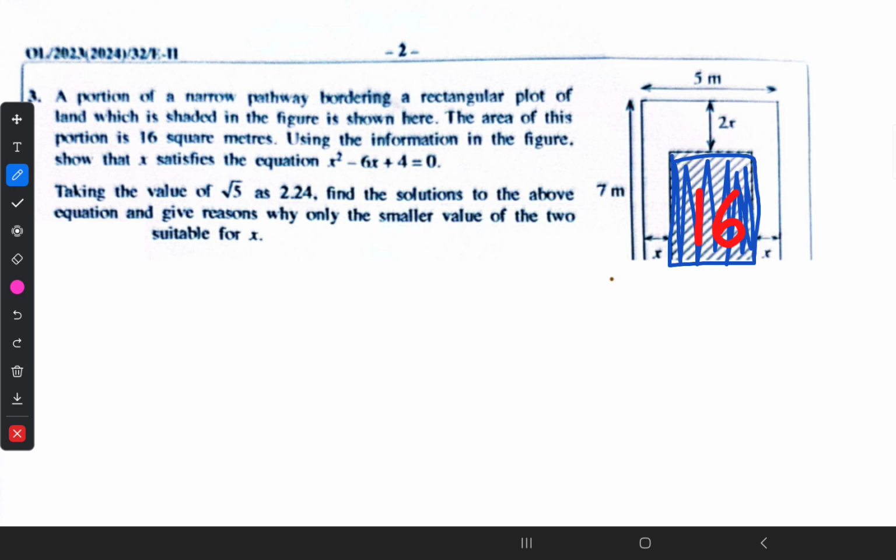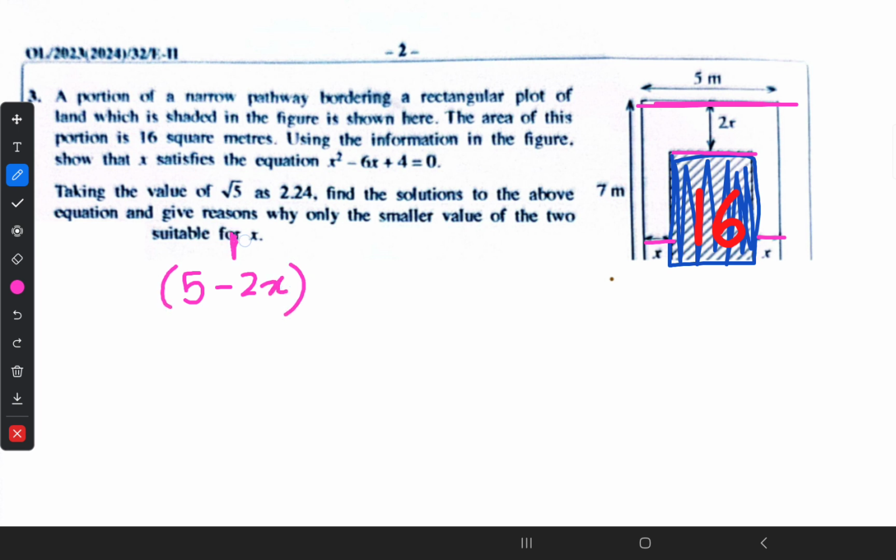The total was 5 meters. So this is a rectangle. To find the area of a rectangle we need length times breadth. Sorry, this is the width. The width would be: totally that is 5, and from that 5 we have to subtract 2x. So 5 minus 2x is our breadth.